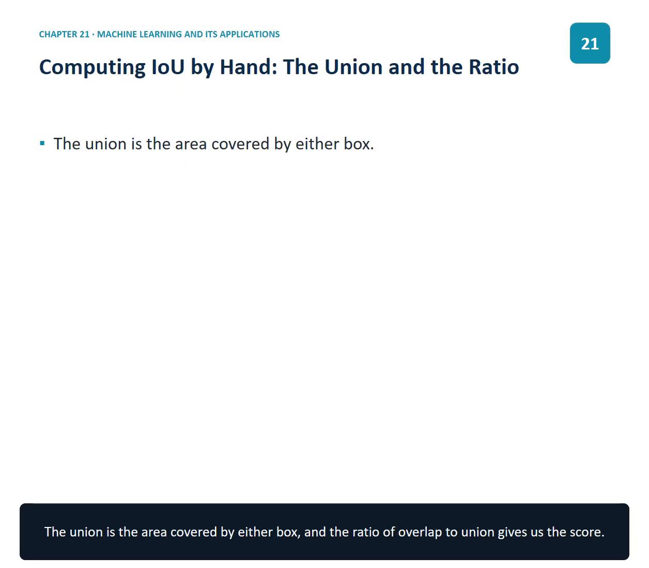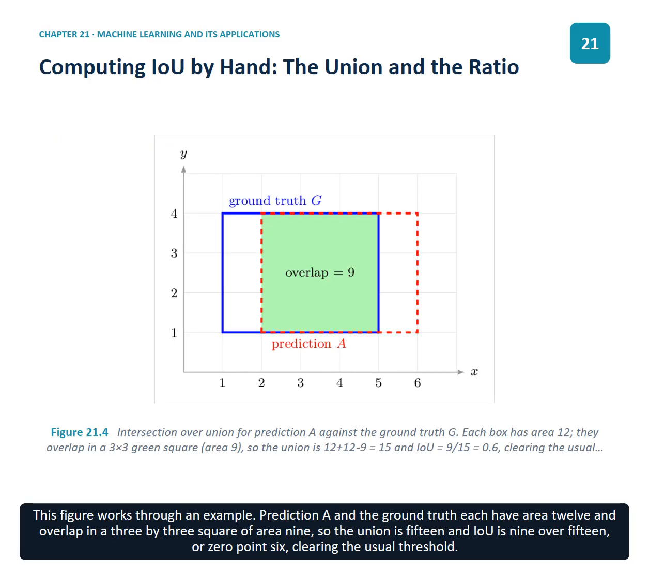The union is the area covered by either box, and the ratio of overlap to union gives us the score. This figure works through an example. Prediction A and the ground truth each have area 12 and overlap in a 3 by 3 square of area 9, so the union is 15 and IOU is 9 over 15, or 0.6, clearing the usual threshold.